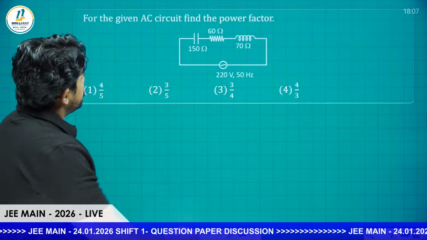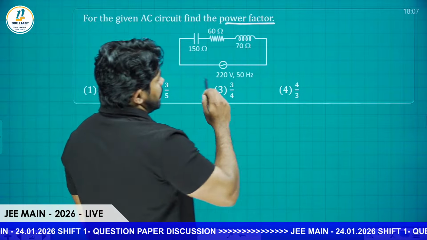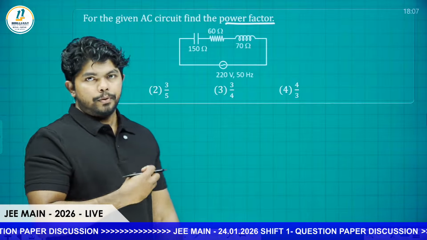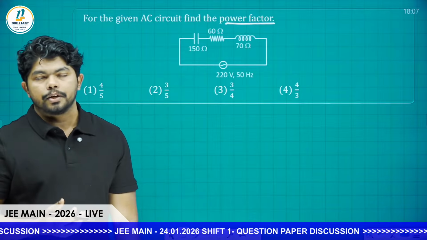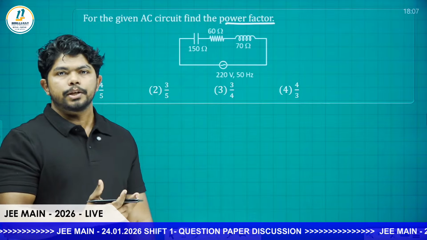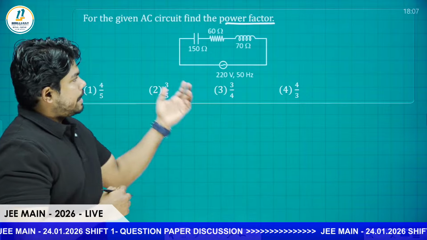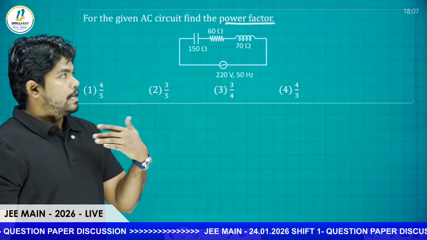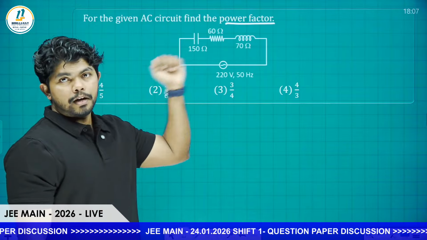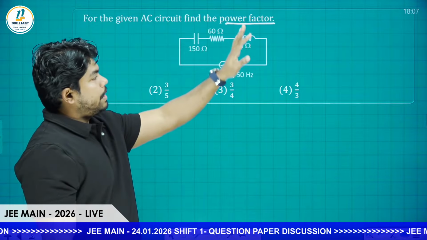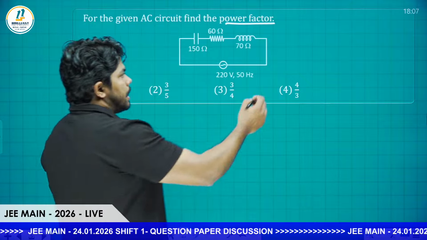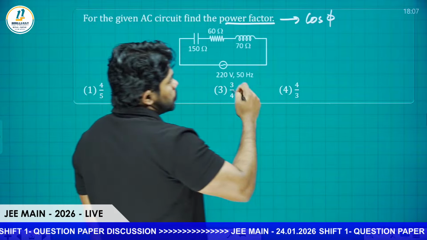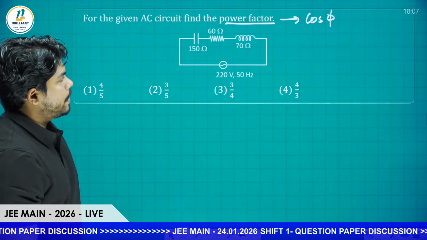So they have asked us to find the power factor. What is the power factor of an AC circuit? In a DC circuit, power is actually the product of voltage and current. But in an AC circuit, a phase angle dependence also comes in the case of power, and that is determined by the power factor. The power factor is nothing but cos phi, the cosine of the phase angle.